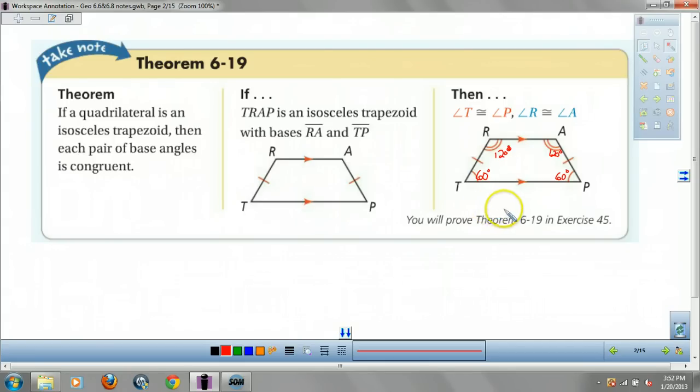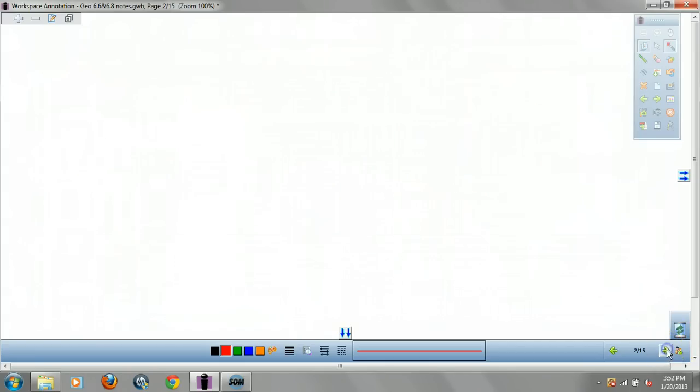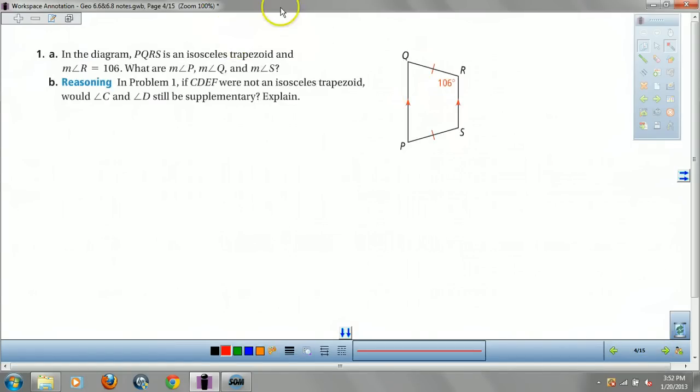Okay. Anything too scary? Polar bear snowstorm. Okay. In the diagram, the trapezoid PQRS is isosceles and angle R is 106. Find the rest. So 1A. If that's 106, I know right away the measure of angle S equals the measure of angle R, which is 106. Okay?